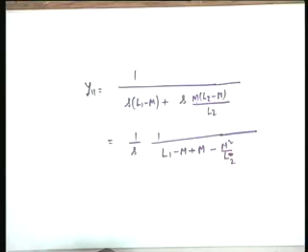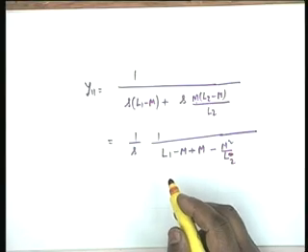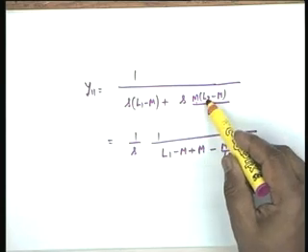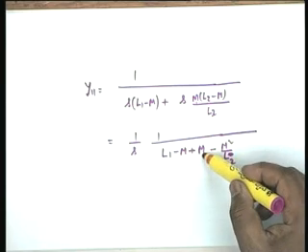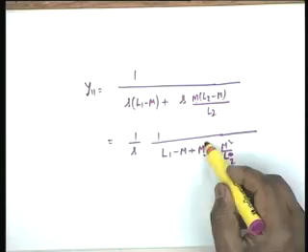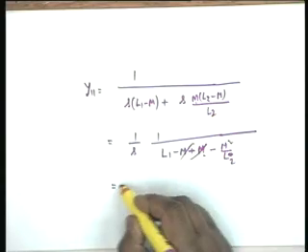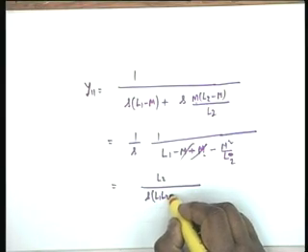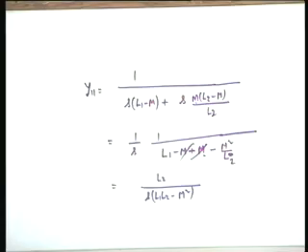Agreed? Or is the simplification too fast? I have taken S out from both. M L2 by L2 is M, and M squared by L2. So this M and M cancel, and you can see that this is L2 divided by S times L1 L2 minus M squared.